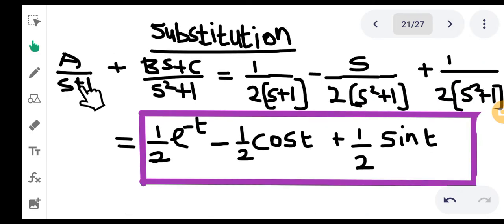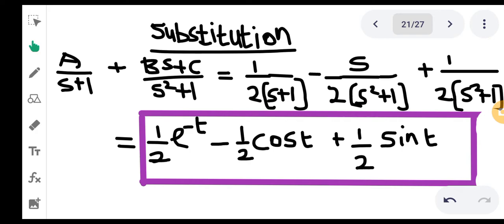So A over (s plus 1) plus (Bs plus C) over (s squared plus 1) will be equal to, for A we had 1 over 2, that was half, times 1 over (s plus 1), and the B part we had minus half, because it is multiplying s, so minus half times s. We just split it. This is the same thing as Bs over (s squared plus 1) plus C over (s squared plus 1). Okay, so you get it. And in this place we are going to get C over (s squared plus 1), and you know that C is half, so we have 1 over 2 times (s squared plus 1).